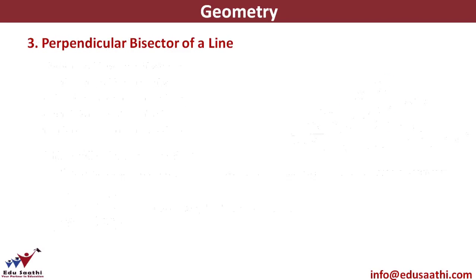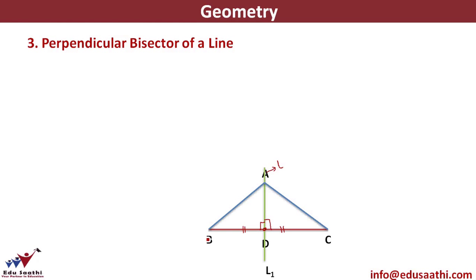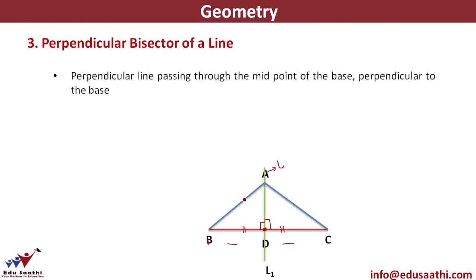The next that we'll be looking at is the perpendicular bisector of a line. Perpendicular bisector means you have a line and you draw through the midpoint a line which is perpendicular to it. Such a line will be dividing the base into two equal parts. This line, the green line L, will be known as the perpendicular bisector of the line BC. It is dividing BC in two equal parts, whereas BD and DC are equal, and this line L is perpendicular to BC. Such a line is known as a perpendicular bisector.